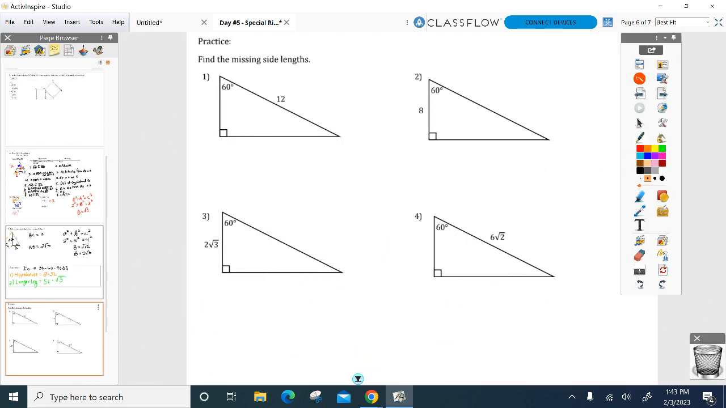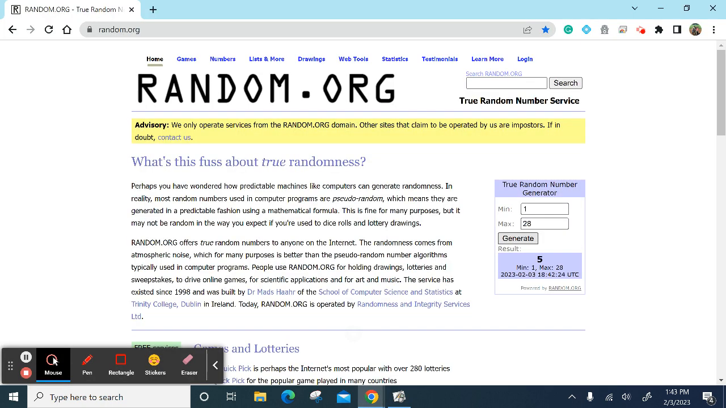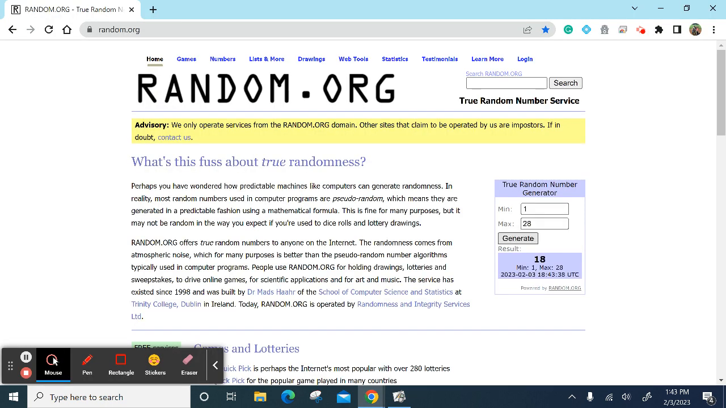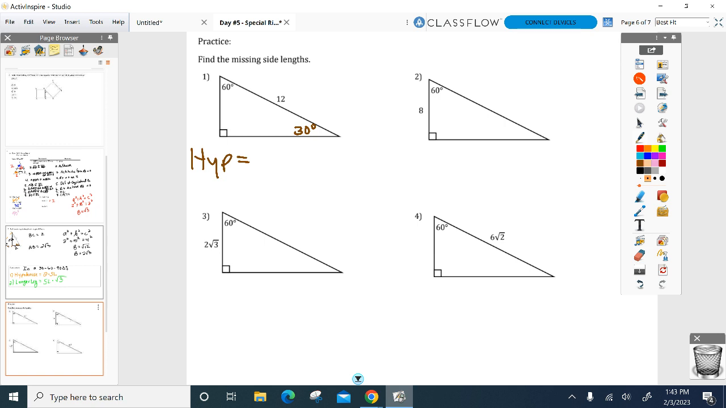All right, so everyone sees this is a 30, 60, 90. So where do I start? Look at what's given. What is the 12? What side is the 12? That is my hypotenuse. So you write the hypotenuse rule. I was given the hypotenuse, and I know hypotenuse equals, what is the rule, by the way? How do you find the hypotenuse? 2 times the shorter leg. There you go. 2 times shorter leg.